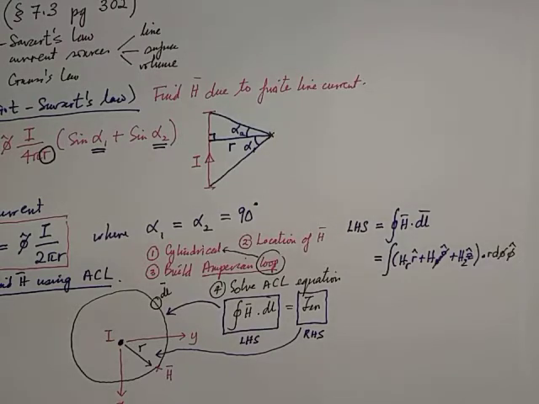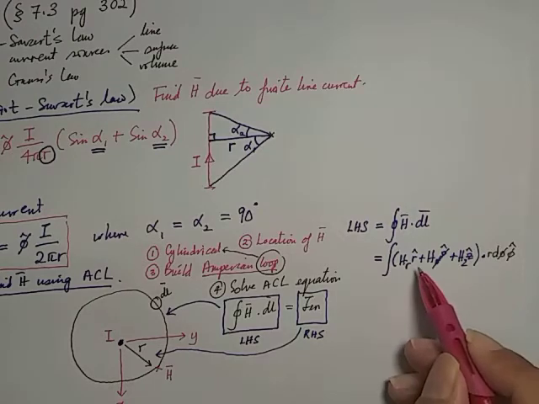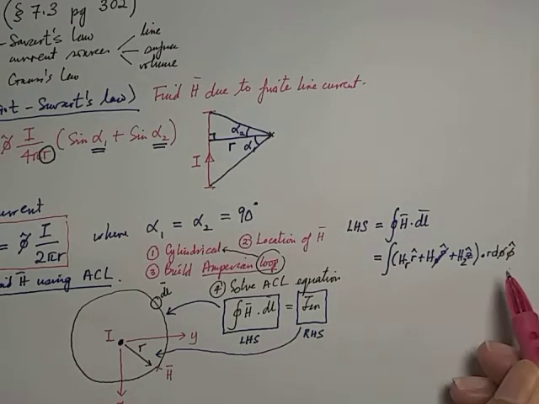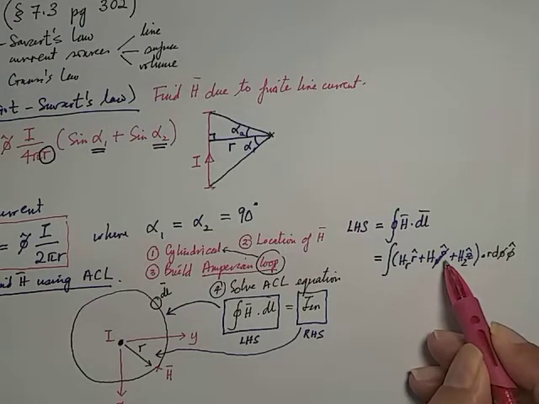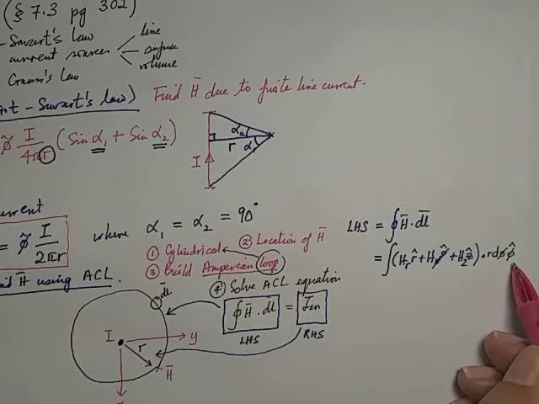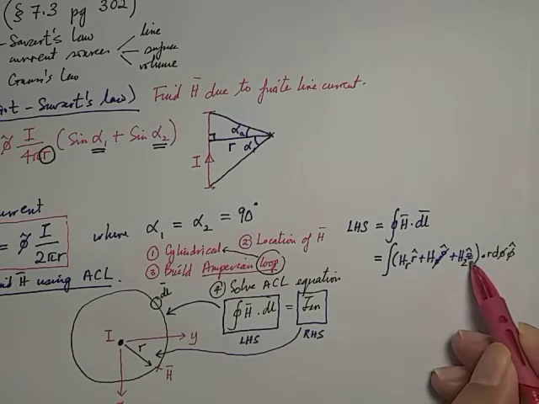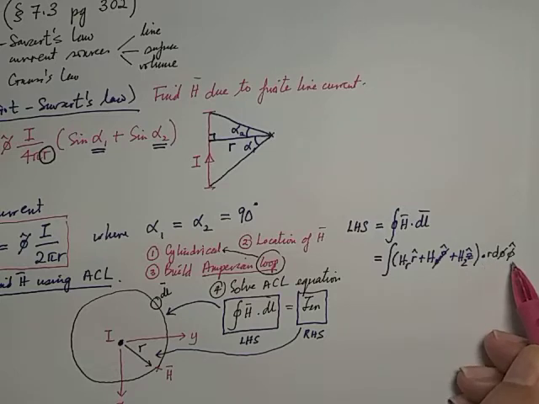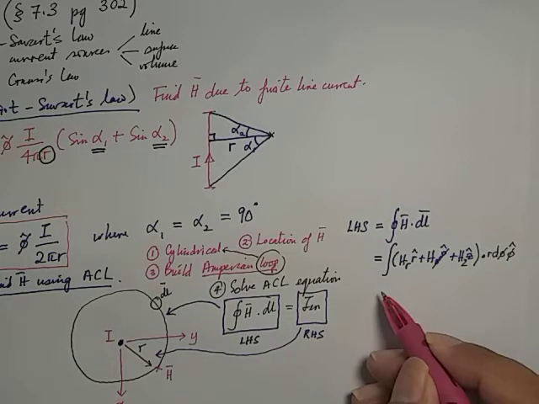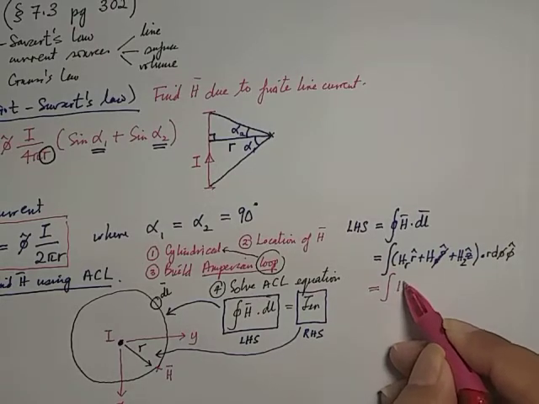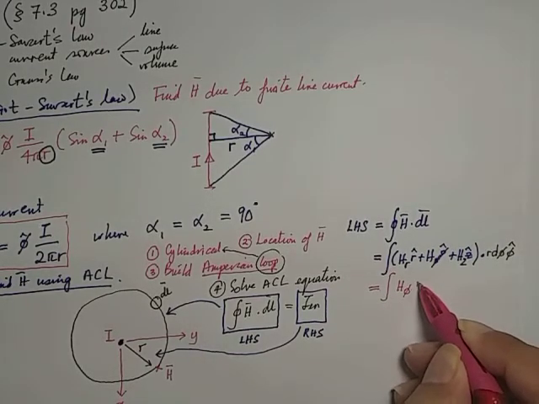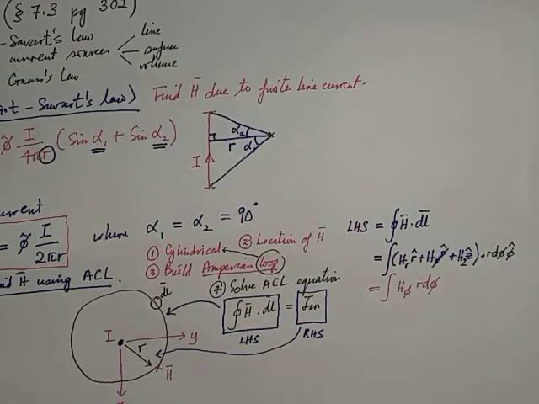So I'm going to solve the mathematics now. It's just a dot product. R direction dot with phi direction, what is my solution? Good, 0. Phi direction dot with phi direction, yes, 1. Z unit vector dot with phi unit vector, yes, 0. So my final solution will only consist of the integration of H_phi r d phi.